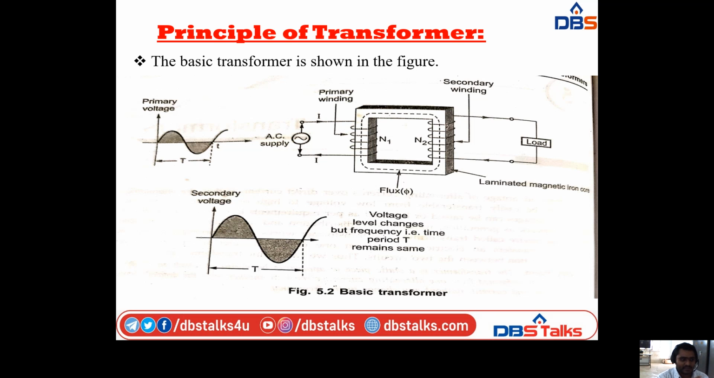We have two waveforms, one for the primary voltage and another for the secondary voltage. If you observe the diagram, the primary winding is connected to an AC supply only, not DC. That means the transformer works on an AC supply. In both waveforms, there is no change in the frequency, only a change in the voltage. Only the voltage level changes, but the frequency remains constant.